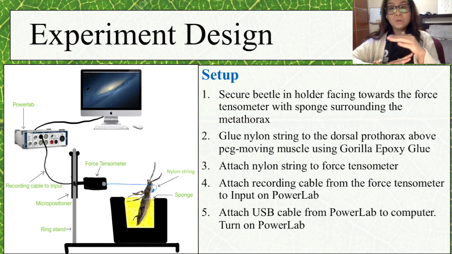So when the beetle moves its head in a flexing position, the force tensometer is able to accurately read the tension that's being built in that peg moving muscle. And then, of course, we are all familiar with our PowerLab. So once that contraction happens and tension builds up, my force tensometer will be able to translate that information through PowerLab, and I would be able to measure the tension buildup.